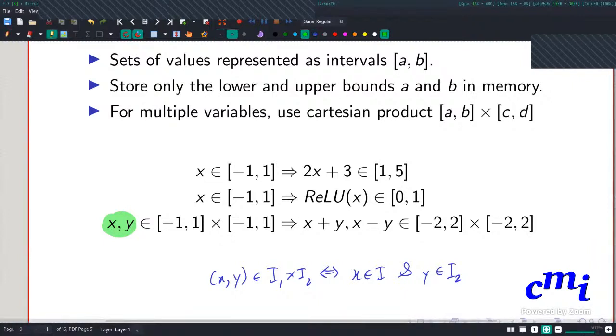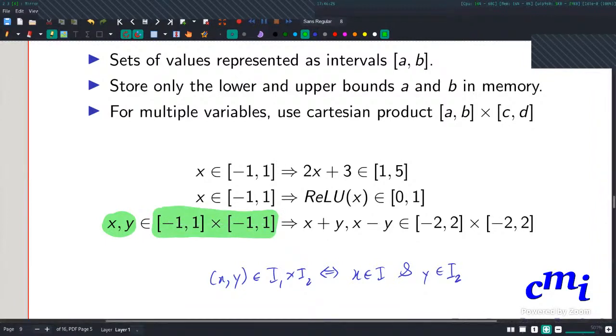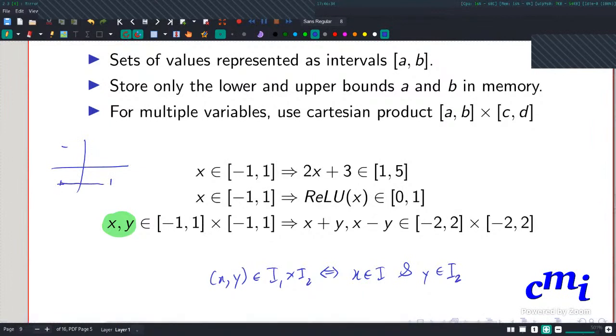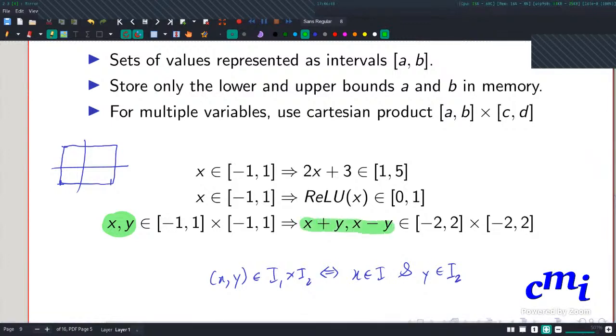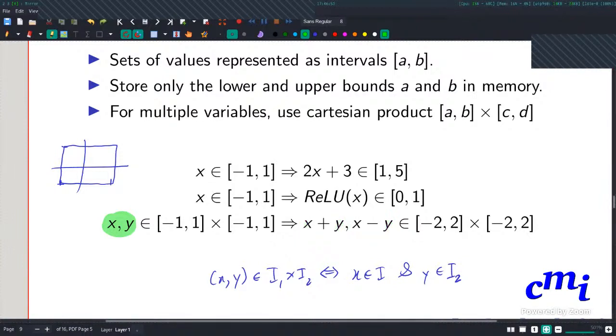So now we have [-1, 1] cross [-1, 1]. If you want to visualize this, it looks like a box in the 2D plane, [-1, 1] by [-1, 1]. Now my transform takes each 2D point to another 2D point, whose x component is given by x plus y, and whose y component is given by x minus y. Again, I'm asking the question: what should the output interval be and why?